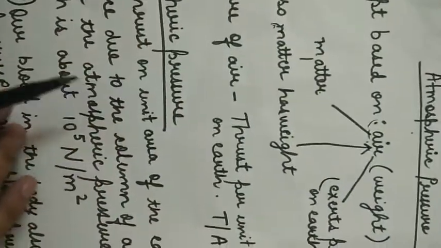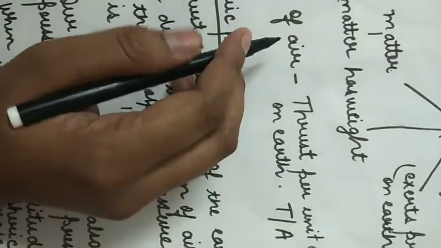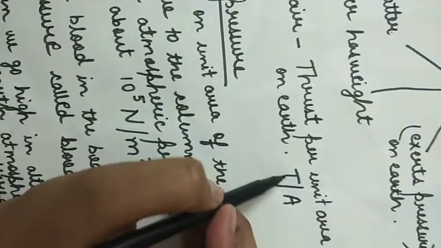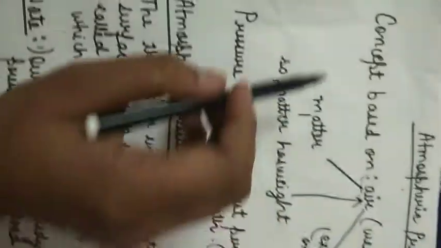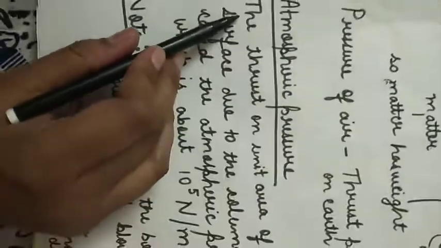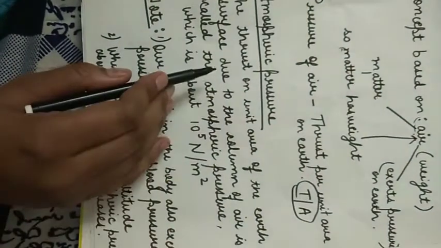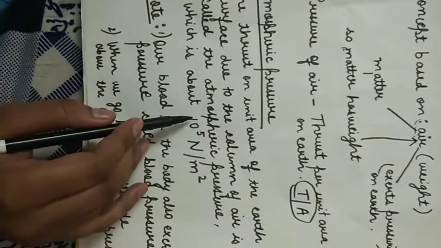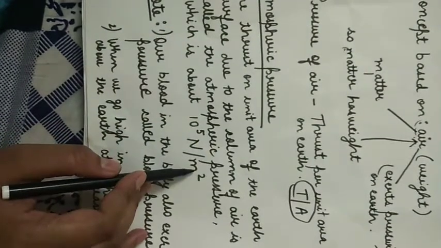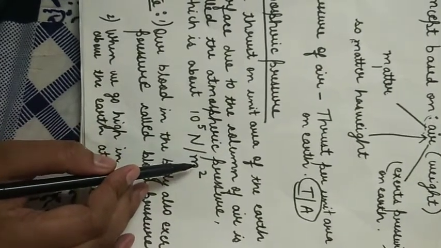So what is pressure of air? We have already studied that pressure is thrust upon area. For air also it is the same. Thrust per unit area is called pressure. Now for atmospheric pressure, we can define it as the thrust on the unit area of the earth surface due to the column of air, which is about 10 to the power 5 Newton per meter square. The unit of pressure is Newton per meter square, which is also called Pascal.